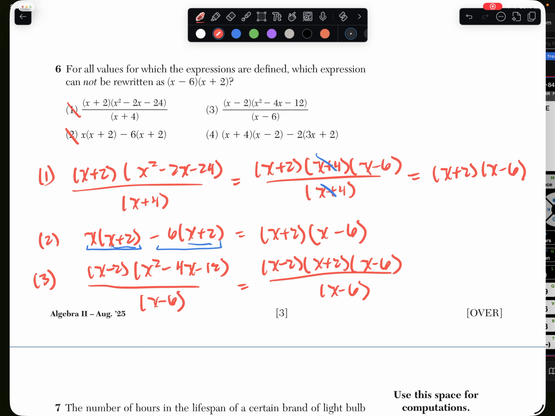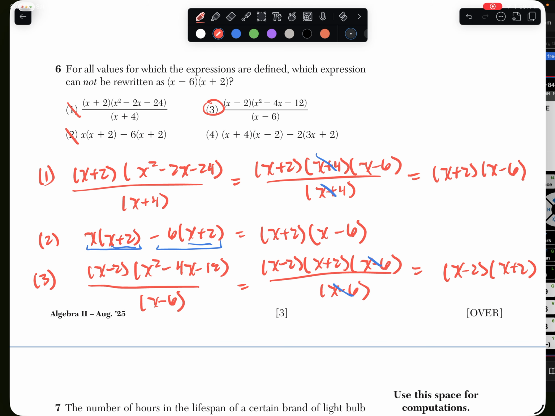And you should see now that we have a common factor of x minus 6 in both the numerator and denominator, so we can cancel that out. And this becomes (x minus 2)(x plus 2). And that does not match with whatever's given in the problem. So the answer is choice 3.